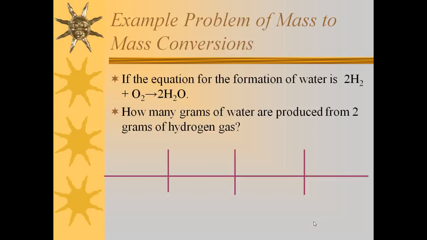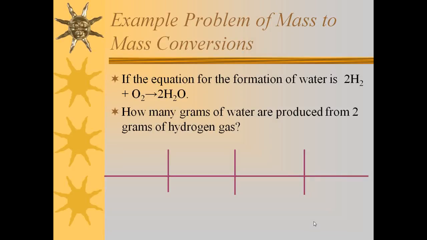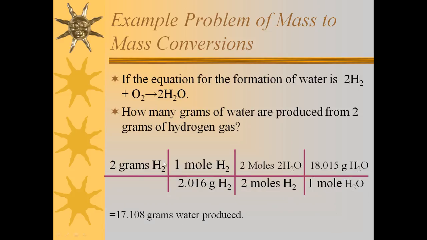If the equation for the formation of water is 2H2 plus O2 produces 2H2O, how many grams of water are produced from 2 grams of hydrogen gas? So I'm just going to set it up like I showed you. First of all, I'm going to list what I'm given. I'm given 2 grams of H2, which is right here. I'm going to use the molar mass of H2 to convert to moles of H2.